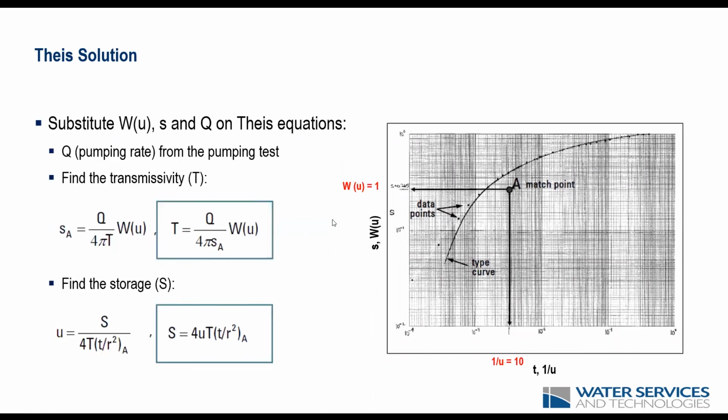Then we substitute these values on the Theis equations, using also the values from the test, specifically initially the pumping rate. And then here we'll calculate our transmissivity. Once we get our transmissivity, then we'll calculate our storage. So analytically, it's relatively simple to do, but it's important to understand this theory, especially when we are trying to do this match of curves automatically.